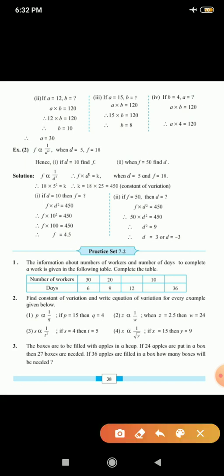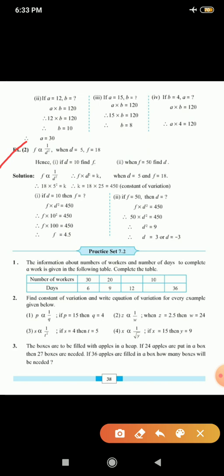Second case, when f is equal to 50, find d. Solution. F varies inversely as 1 upon d square. Therefore, f into d square is equal to k. When d is equal to 5 and f is equal to 18, therefore, 18 into 5 square is equal to k. Therefore, k is equal to 18 into 25, that is equal to 450, the constant of variation.